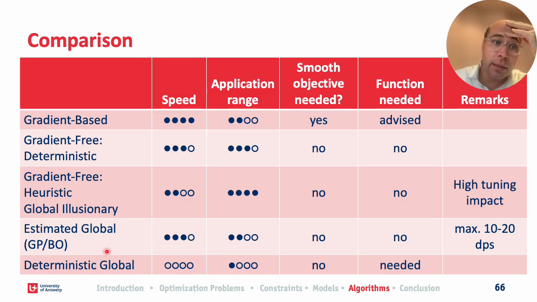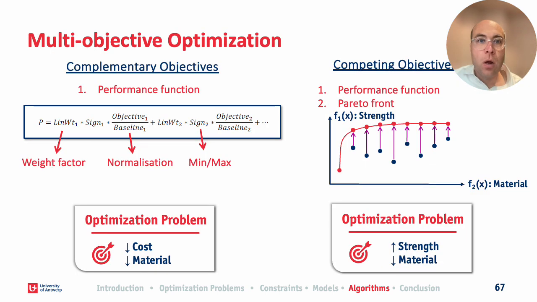And the Gaussian process Bayesian optimization, the new kid on the block, there's lots of buzz around that. Quite speedy, it's quite good. It has quite a good application range, but we cannot guarantee the global optimum, but we have some estimation. A little word on multi-objective optimization.